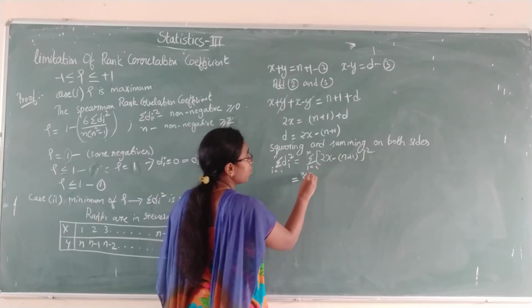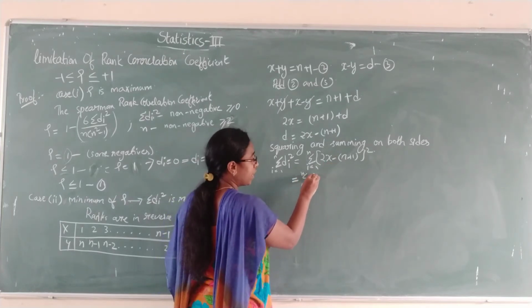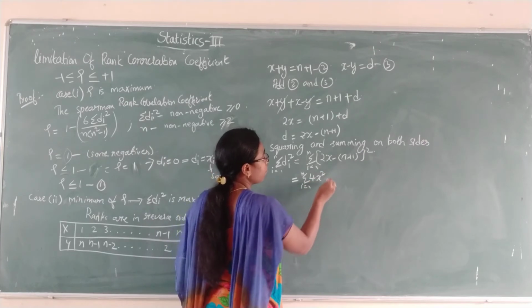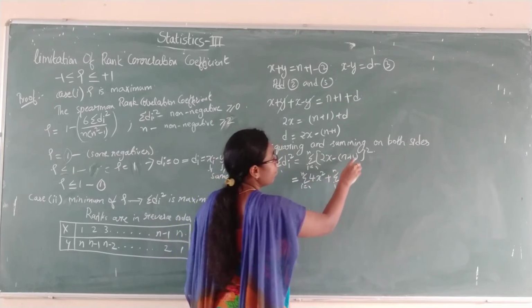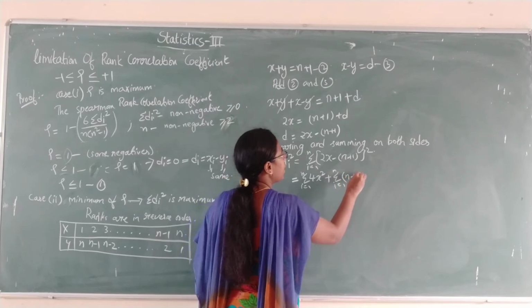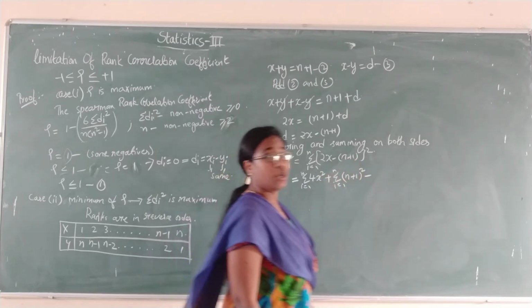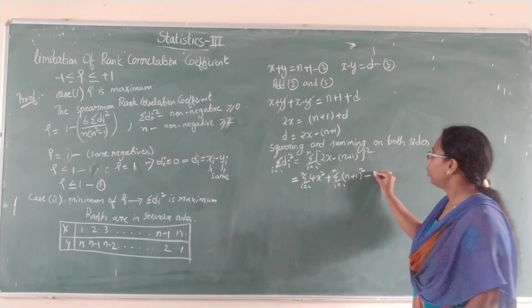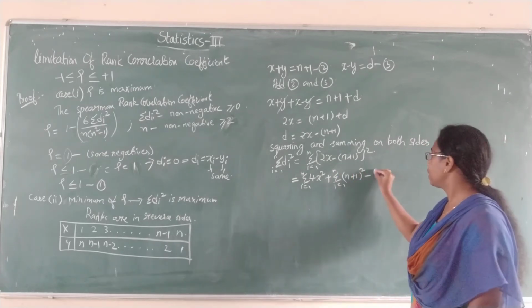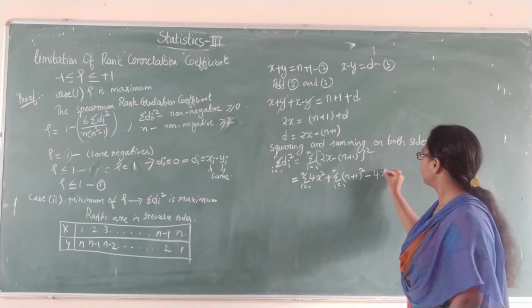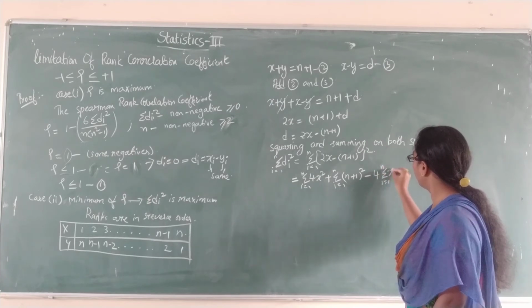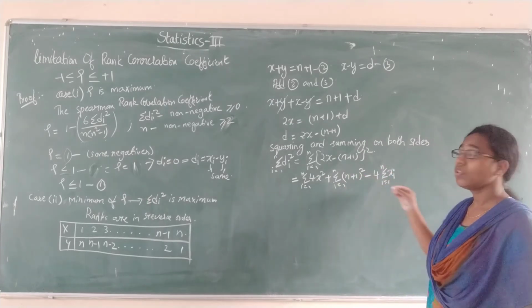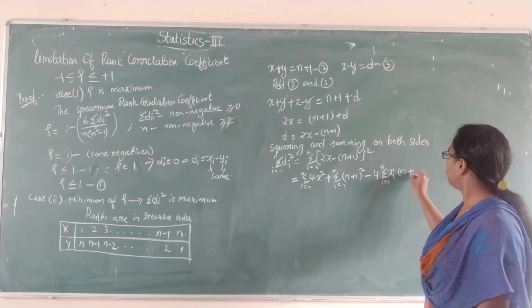First, summation i equals 1 to n. A square means 2x whole square, that is 4x square, plus b square. Write the summation i equals 1 to n. B square means (n plus 1) whole square, minus 2ab. 2 into 2x, that is 4x, so 4 into summation i equals 1 to n xi into (n plus 1).